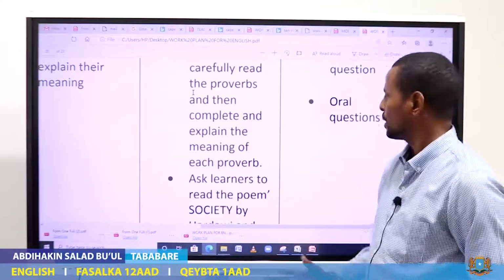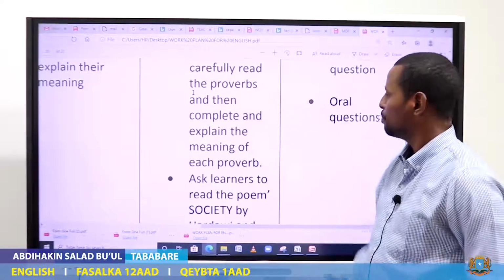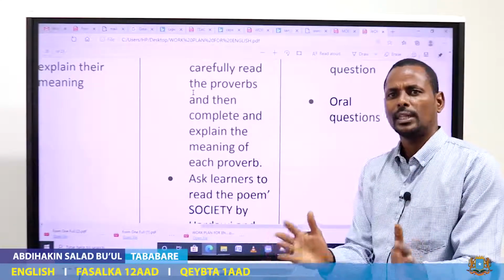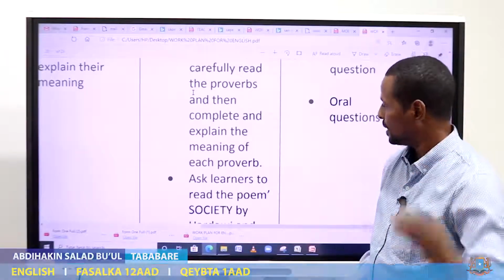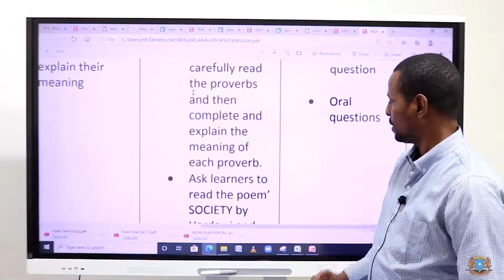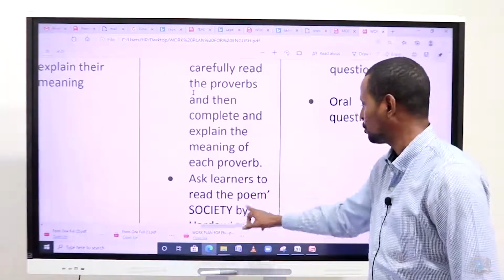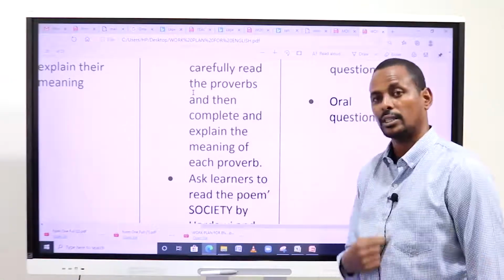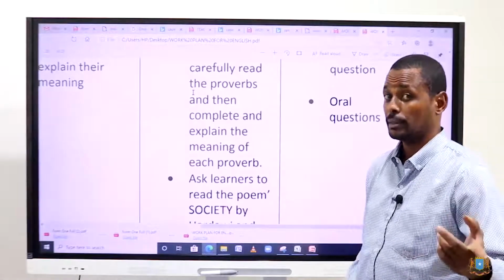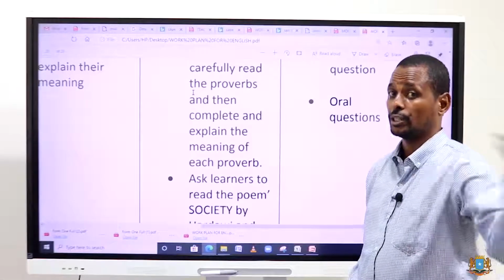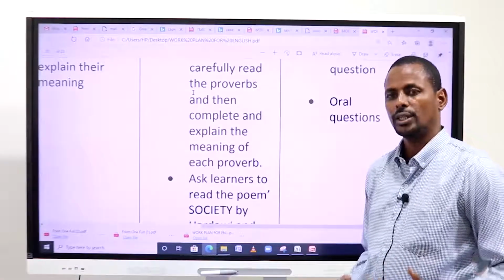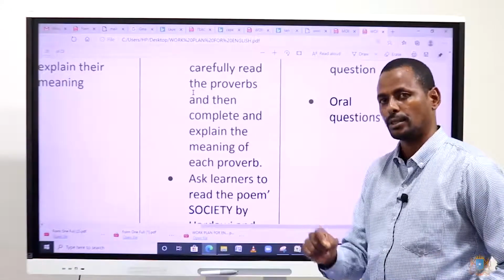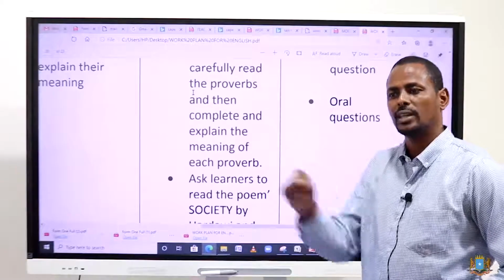So it's very important. When you're telling them to explain, make it very clear to them that you're explaining both the outer meaning and the deeper meaning of each proverb. Then ask learners to read the poem. Now, as I was saying, it's going to help them understand poetry, because poets are people who write poems. Poets use words economically.